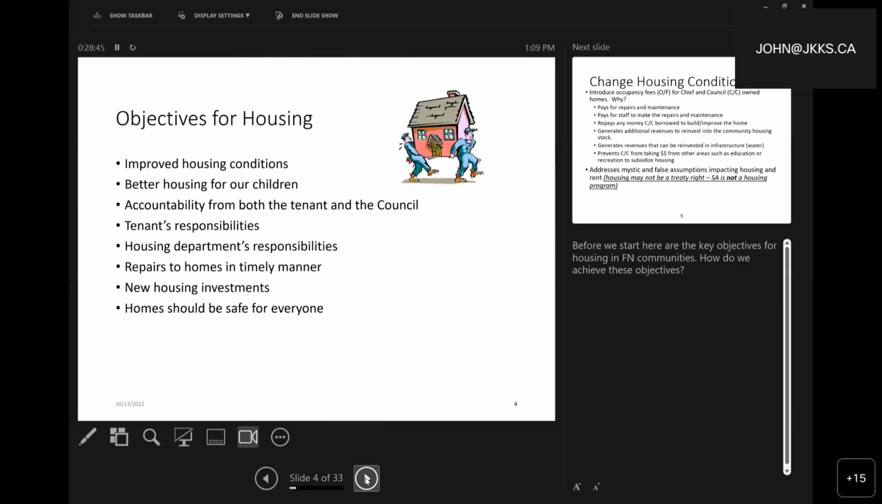So we take a housing department, and all these are general operating objectives, right? Improve housing conditions, better housing for our children, accountability for both the tenants and the council, the responsibility of the housing department, the tenants' responsibilities, try to repair the homes in a timely manner, new home investments, and housing should be safe for everyone. These were objectives that I've gathered over the years of reviewing different housing policies.